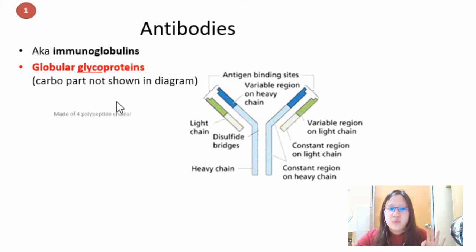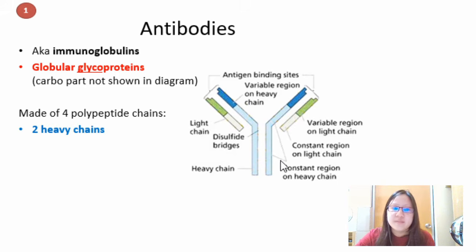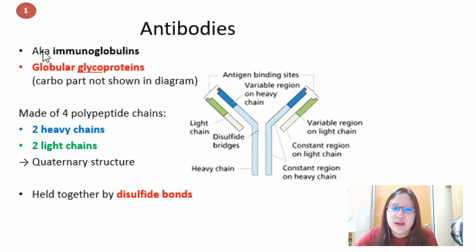Anyways, what is it made of? What level of structure does it have? It is made out of 4 polypeptide chains. This is just a representative diagram, but generally all antibodies are represented by this Y shape here. It's 4 polypeptide chains, 2 heavy chains which are in blue here, and 2 light chains, that is green. Now because it has 4 polypeptide chains, this obviously is a protein with a quaternary structure. Don't forget it has a glyco part which is not shown in the diagram as well.